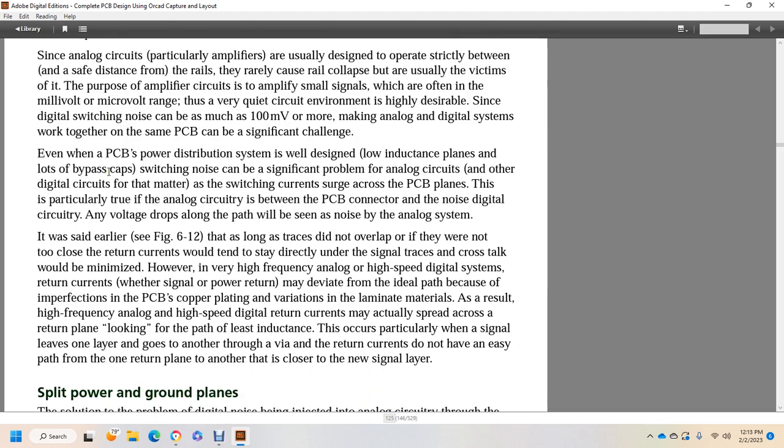It was said earlier in figure 612 that if the long traces did not overlap and were not too close, the return currents would tend to stay directly over the signal trace and crosstalk would be minimized.